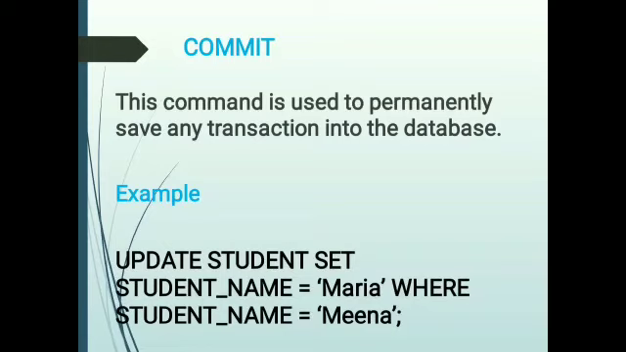Update student set student name is equal to Maria, where student name is equal to Meena. In this set of instructions, you can update the wrong student name with the correct one and save it permanently in the database. The updated transaction gets completed when we use the commit command. If commit is not used, then there will be a lock on the Meena record till the rollback or commit is issued.